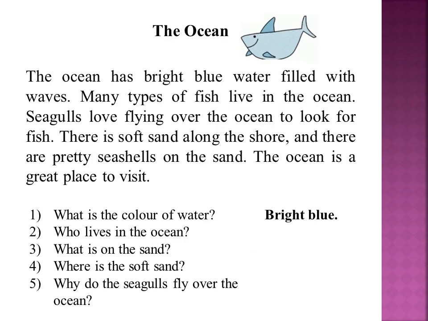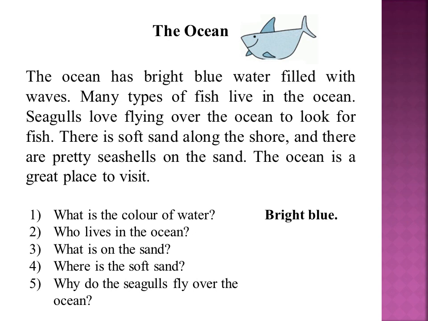Okay children, start reading with me. The ocean has bright blue water filled with waves. Many types of fish live in the ocean. Seagulls love flying over the ocean to look for fish. There is soft sand along the shore and there are pretty seashells on the sand. The ocean is a great place to visit.